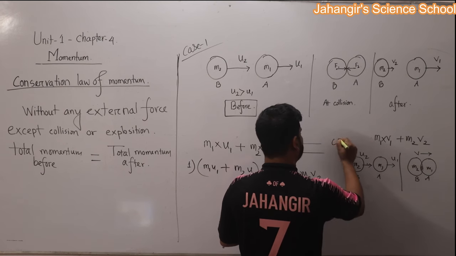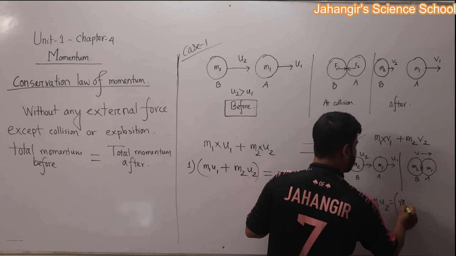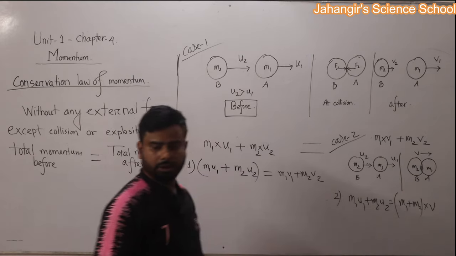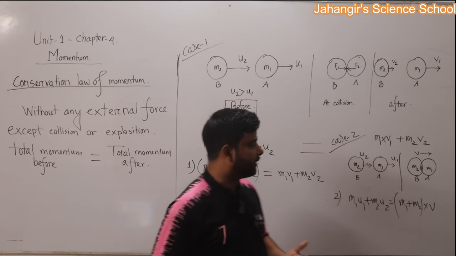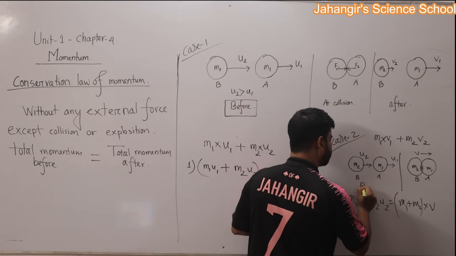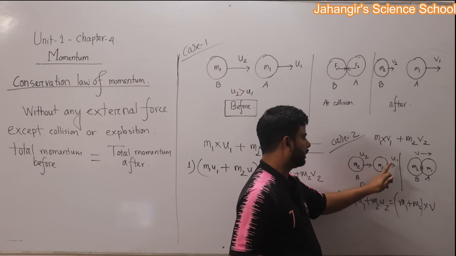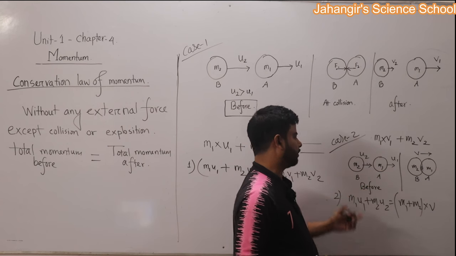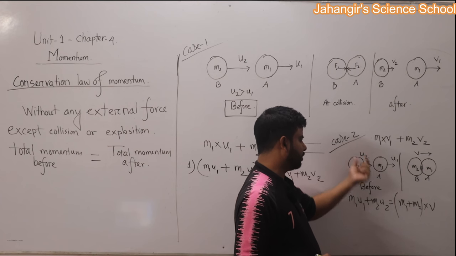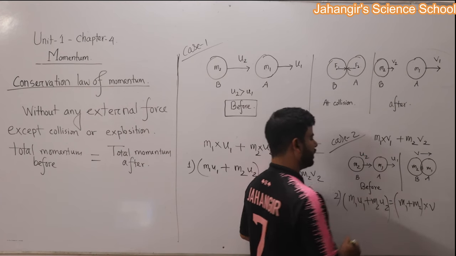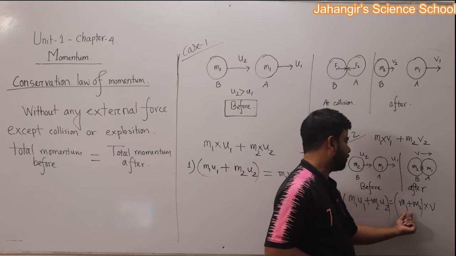Then remember, for case 2, m1 u1 plus m2 u2 equals (m1 plus m2) into v, because after collision they move combined, that's why there is a common velocity. Let the common velocity after collision be v. Before collision, m1 u1 is the momentum of object A, because the mass of object A is m1 and its initial velocity is u1, plus m2 u2, the momentum of object B. So total momentum is m1 u1 plus m2 u2. After collision they move combined, so there is a common velocity v, so (m1 plus m2) into v.